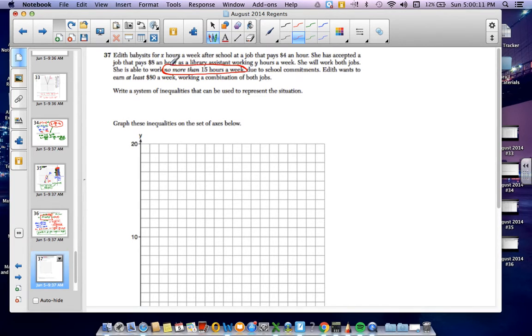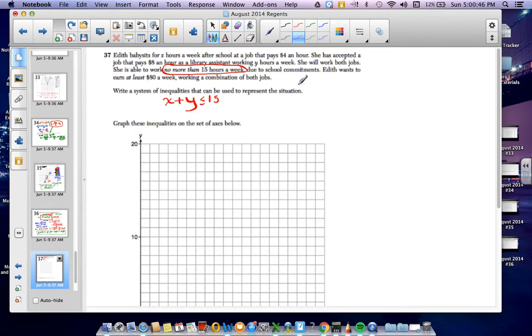If X and Y are both the number of hours she has at some job, this is going to be like our total equation. X plus Y, the number of hours from job 1 plus the number of hours from job 2, no more than 15 hours a week, meaning she can work 15, but she can't go a minute over that, so less than or equal to 15. You wouldn't want to just say less than 15, because the way that's phrased, technically it could be 15.